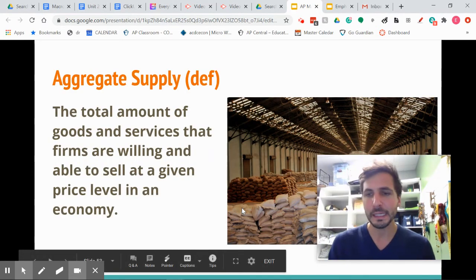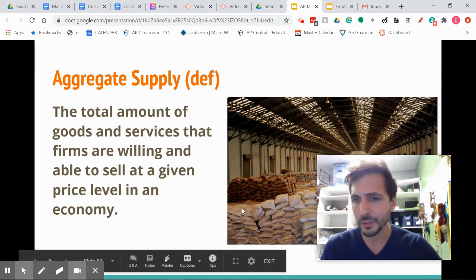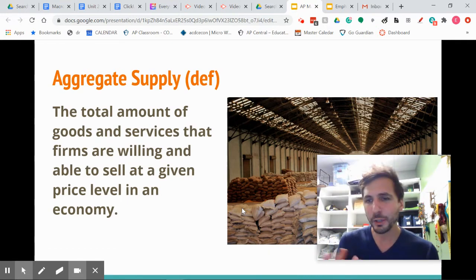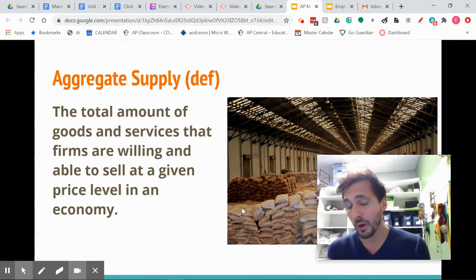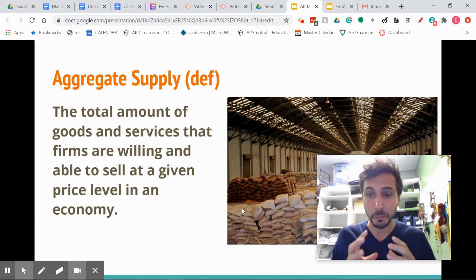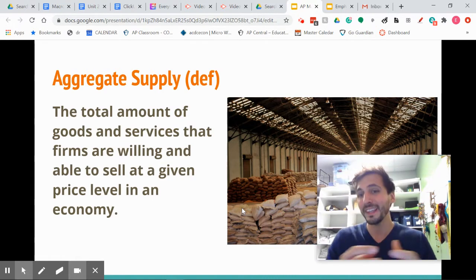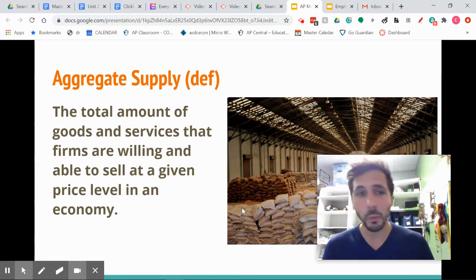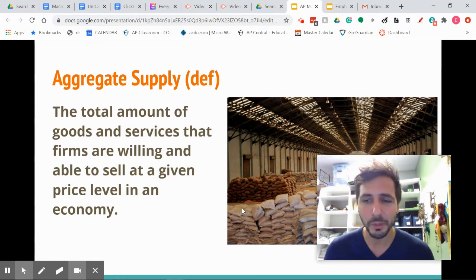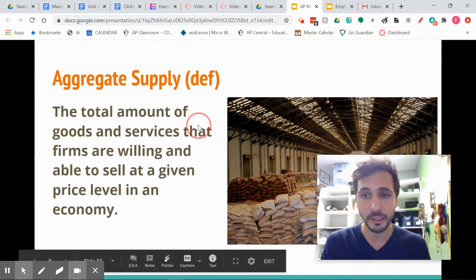Let's get to it. If you're a definitional kind of person, you can write this down. But aggregate is a stand-in word for all. So we're not just looking at the supply of one business to one industry. We're looking at the supply of all businesses to the entire economy. So there are the words that say that. That's what aggregate supply is. It's all supply of all businesses that they're willing to sell at a given price level in an economy.